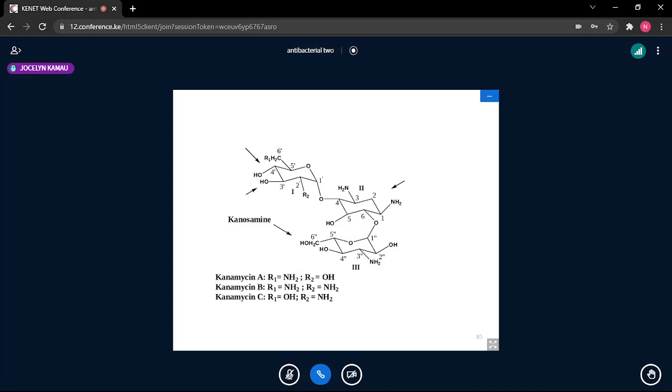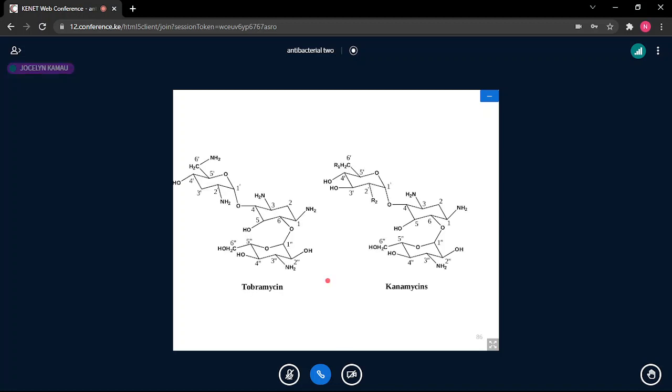And the other will be kanamycin C. Again, as we have said, these drugs, and just look at their structures, they'll basically differ in the type of amino acids that they are, in the type of the amino sugars that they have.